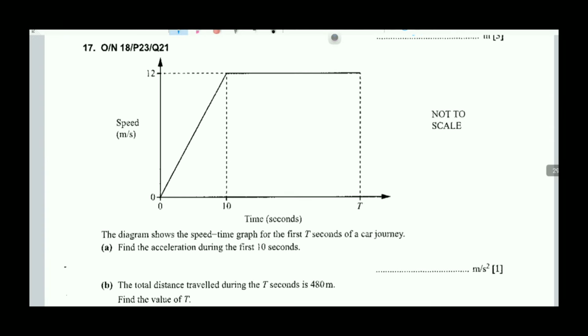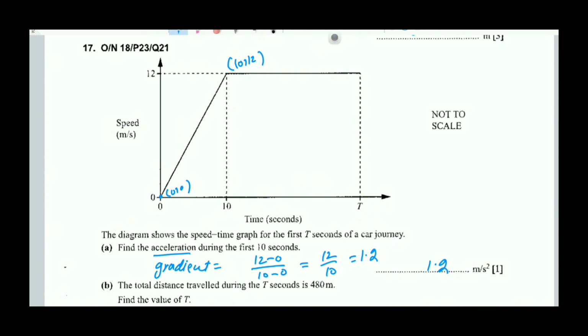Next question is find the acceleration during the first 10 seconds. Again, acceleration during the first 10 seconds: this is 10, 12, and this is 0, 0. So acceleration here means gradient, and gradient is y2 minus y1 over x2 minus x1, equal to 12 by 10, that is 1.2. So 1.2 is the final answer.